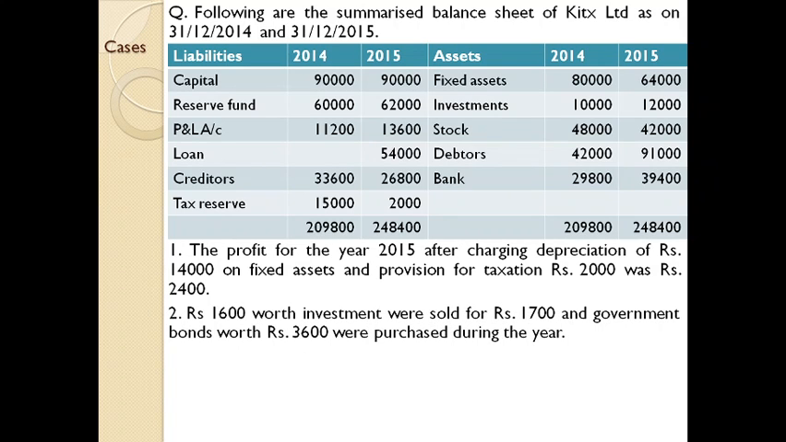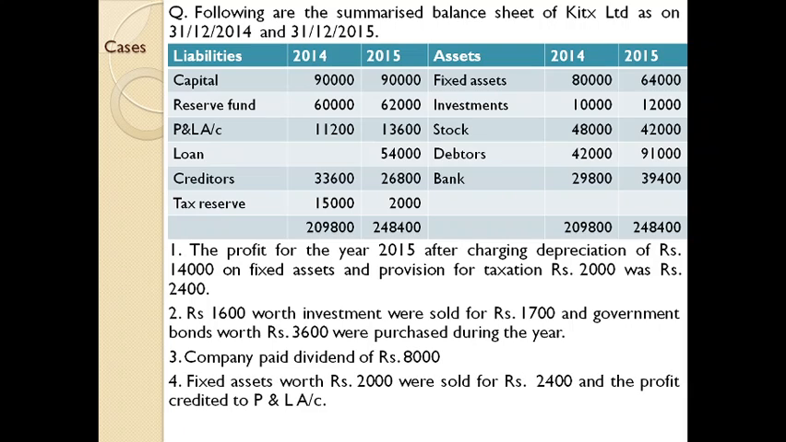Next information, investments worth rupees 1,600 were sold for rupees 1,700 and government bonds worth rupees 3,600 were purchased during the year. So it gives details regarding the purchase and sale of investment. Next one, the company paid a dividend of rupees 8,000. Next one, a fixed asset worth rupees 2,000 was sold for 2,400 and the profit was credited to profit and loss account.